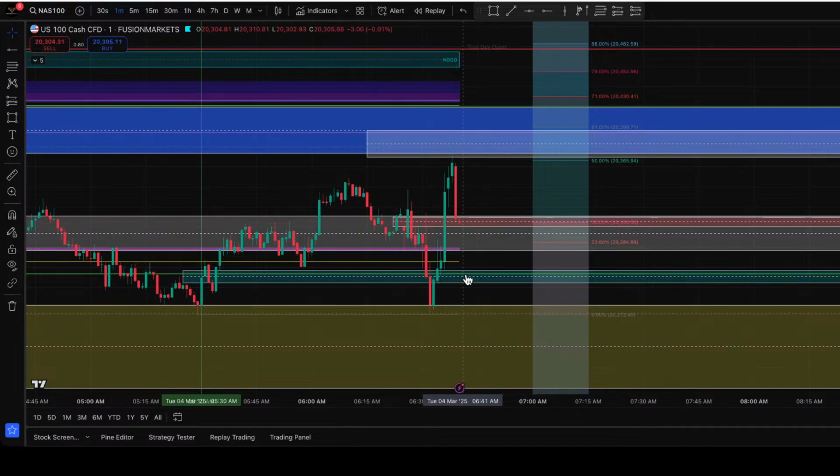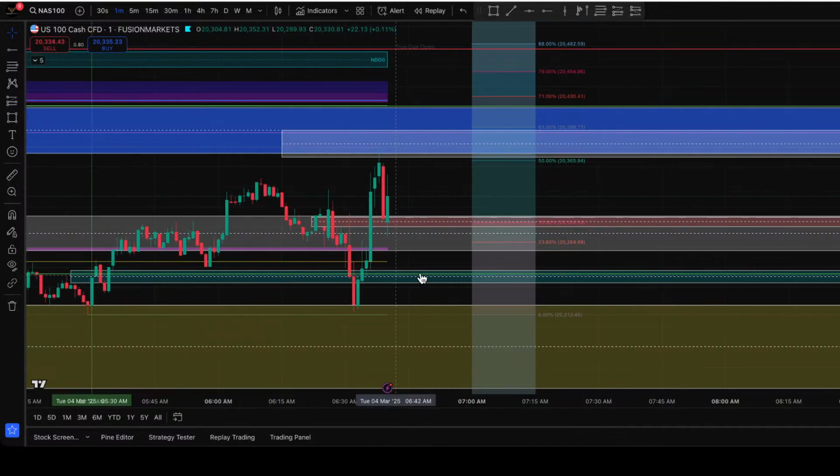This is even better. I wanted it to break the bottom of the manipulation zone, hit the daily fair value gap, and then set me back up. I want to see this midpoint touched. Question is, when are you going to do it? Are you going to do it after sweeping this? Or are you going to run it into it right now?